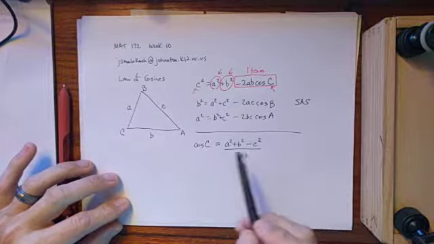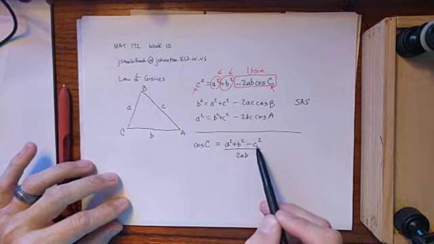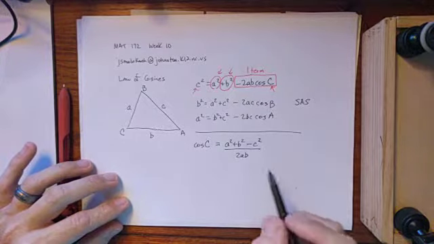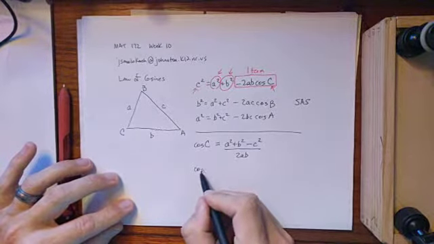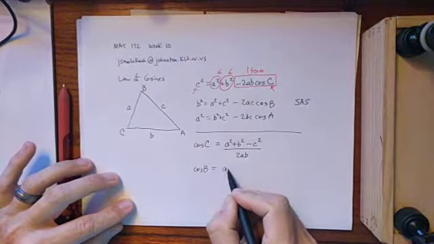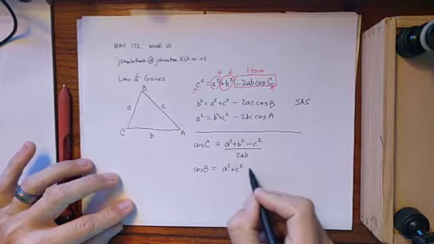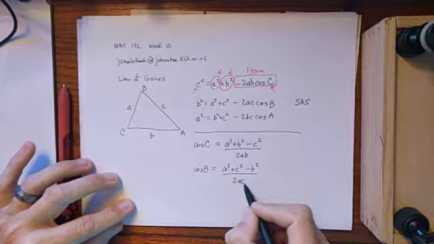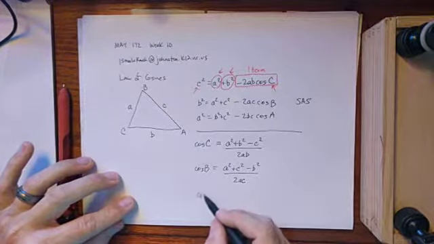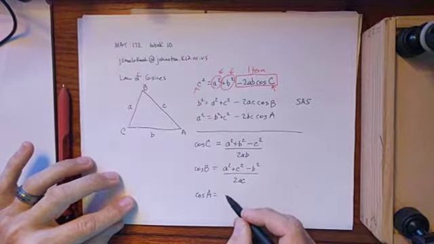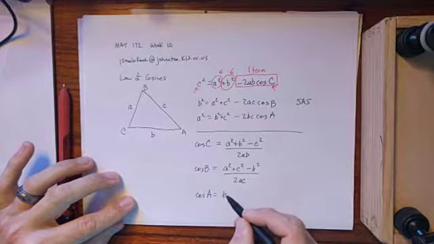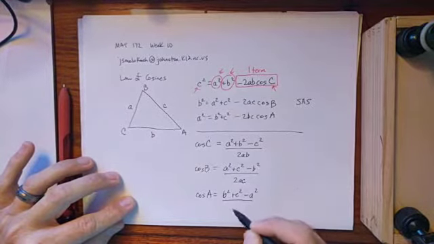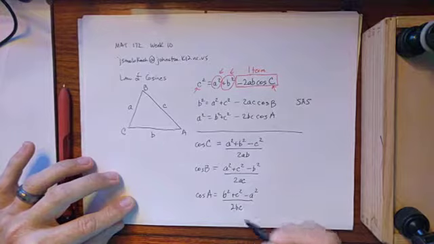Again, it's important to see that the first letter and the last letter match. So another way I could write this is the cosine of b is equal to a squared plus c squared minus b squared all over 2ac. Or the cosine of a is b squared plus c squared minus a squared over 2bc.